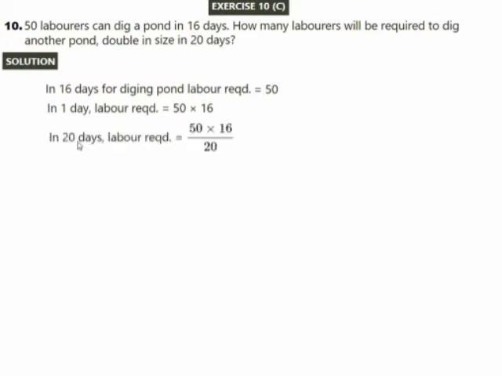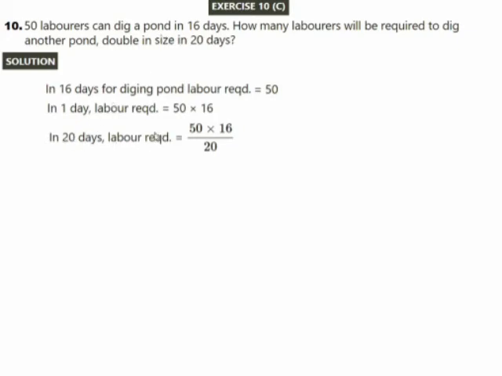So the number of laborers required in 20 days will be, now in one day if you need this much labor, then in 20 days you need less labor, isn't it? So less means you have to divide by the number of days. So these many people are required to dig a pond in 20 days.